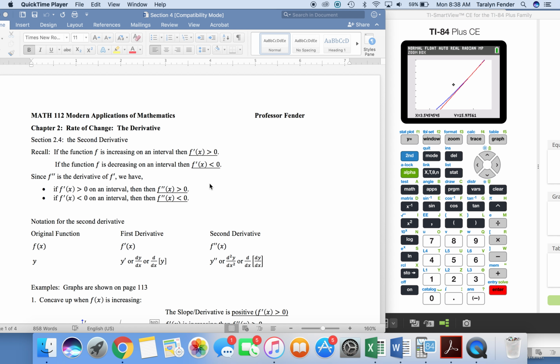Recall the function f is increasing on the interval when the derivative is greater than 0. If the function f is decreasing, then the slope or the derivative is less than 0. F double prime is what we're going to talk about today. That's the second derivative of the derivative f prime.